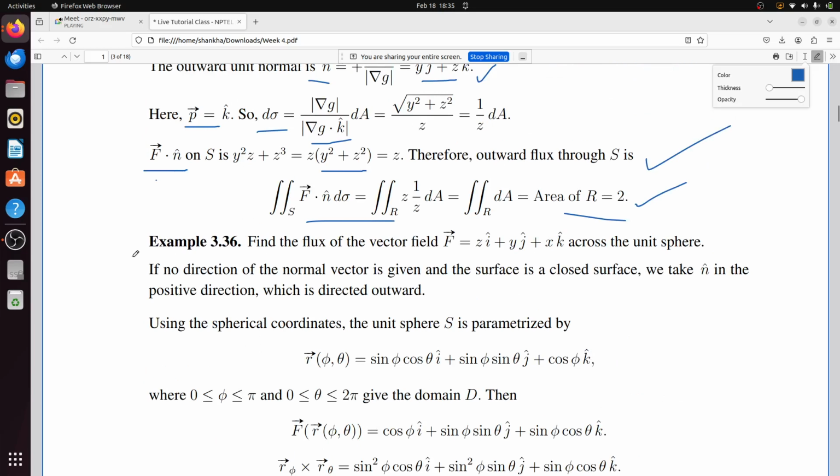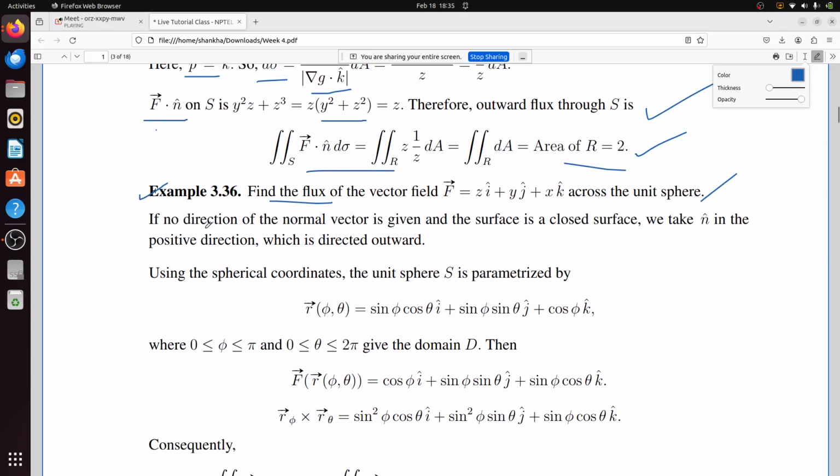Okay, now we will move to the next problem. We have to determine the flux of the vector field F equal to z i cap plus y z j cap plus x k cap across the unit sphere, right? Now if no direction of the normal vector is given and the surface is a closed surface, we take n cap in the positive direction, which is directed outward.